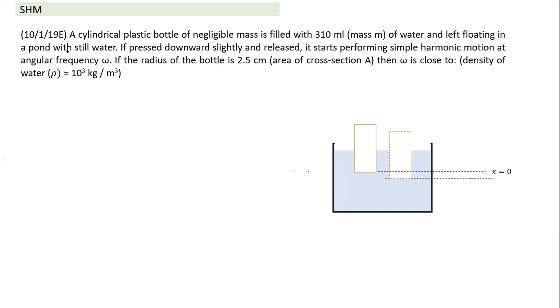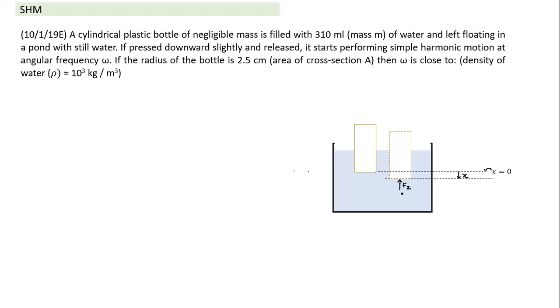It is floating in the pond with still water, like this. From this floating position, take the bottom position as my mean position, x equal to 0. If I press it down by distance x, it will start oscillating with amplitude x about the mean position. To find the time period of oscillation, when I press it down by distance x, I have to find the net upward force as a function of x.